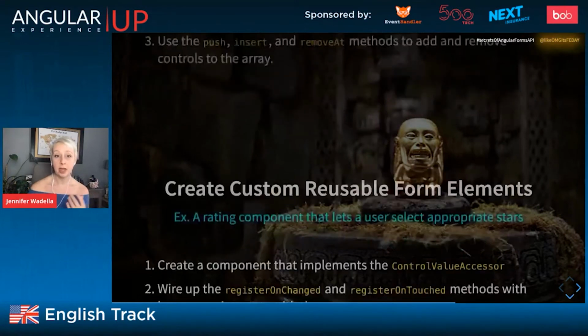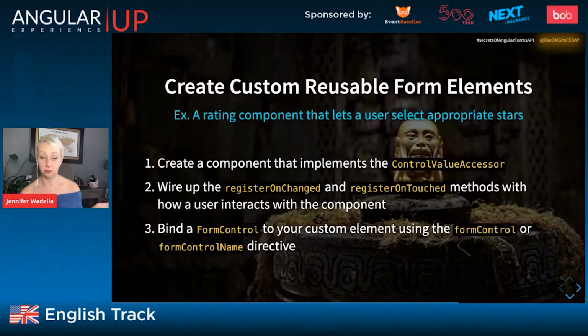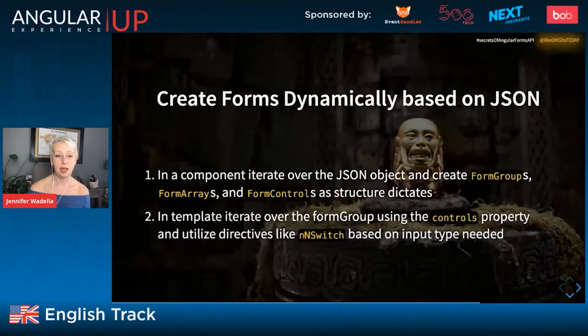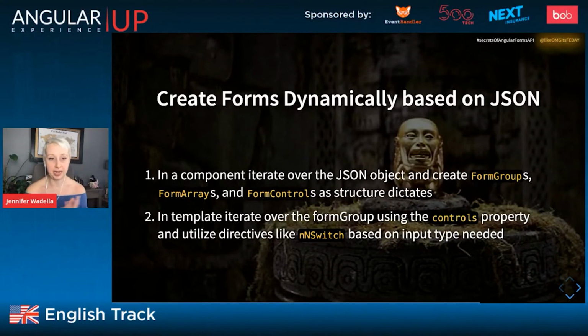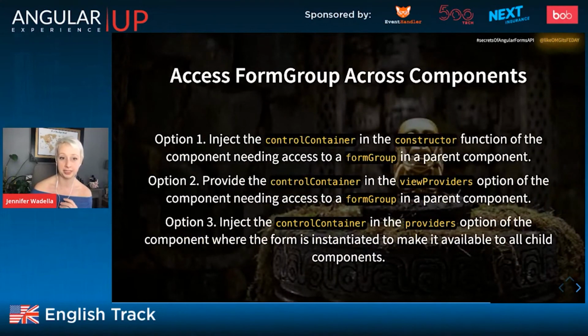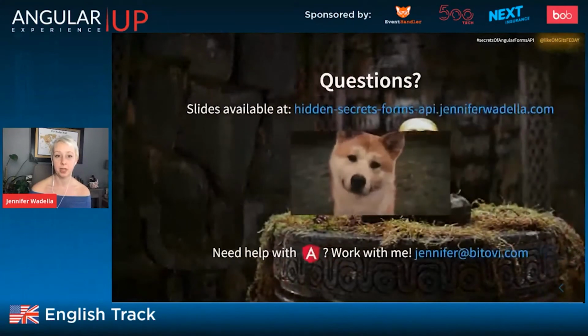We can create reusable form elements, like I mentioned with the ControlValueAccessor, where we make sure to wire up our registerOnChange and registerOnTouched methods and have those act as normal form elements in the DOM. We can also use this approach for dealing with third-party web component libraries. And we can also create forms dynamically based on JSON, just by understanding how our form groups, our form arrays, and our form controls work, and then creating dynamic structures by iterating over those. And then we can access a form group across components by using the ControlContainer.